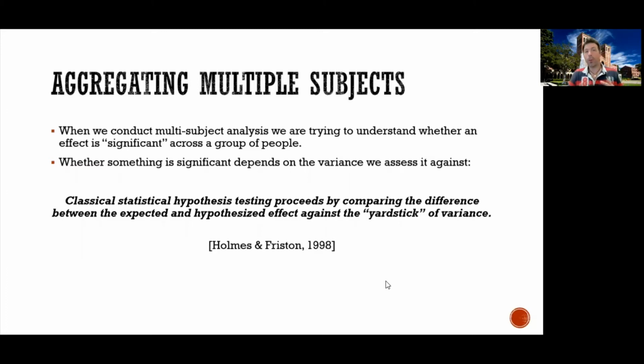Because according to what yardstick you pick to compare your effect against, that will affect what you can and cannot infer from your data. So that affects the conclusions that you can draw from your data. Let me explain. When we're looking at variance at the group level, there are different models that we can adopt. And as I said earlier, each one comes with a different inferential scope.